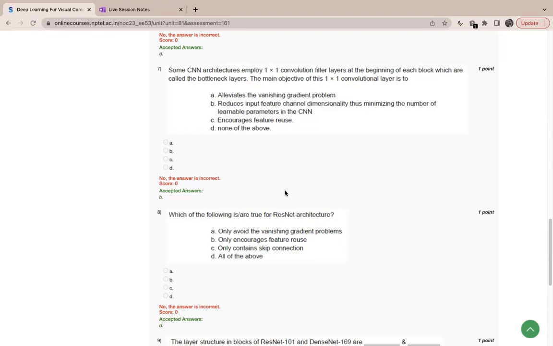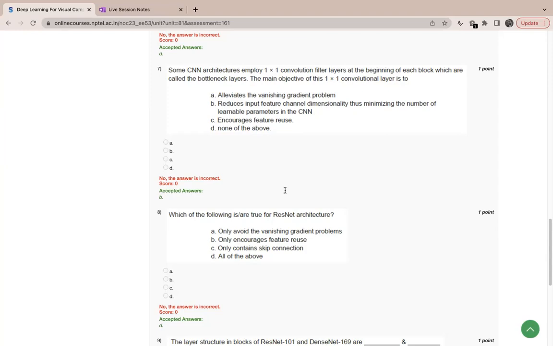So option 1 is alleviate the vanishing gradient problem. No, I guess not, because there is no connection to the vanishing gradient problem here. Option 2 is reduces input feature channel dimensionality, thus minimizing the number of learnable parameters in the same. Yes, so if a filter is 1x1, the output will have the same height and width, but the number of channels will be reduced. You can reduce the number of channels here.